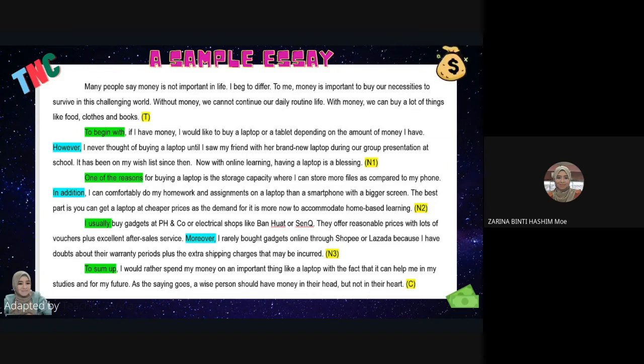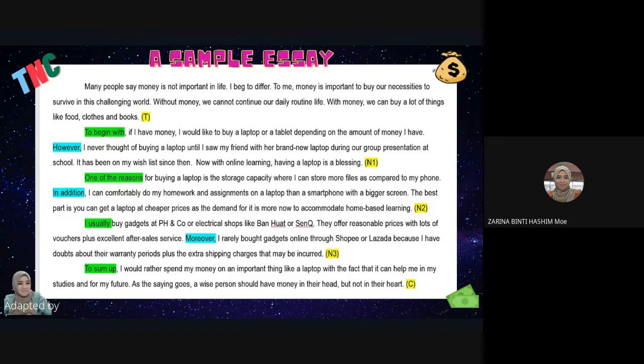So paragraph 2 is on N1, meaning note number 1. Note number 1 is what you want to buy. So here you mention what you want to buy. To begin with. The ones I highlighted in green are all the connectors, the set phrases, the words that we use to start each paragraph. Or we can also use cohesive devices.